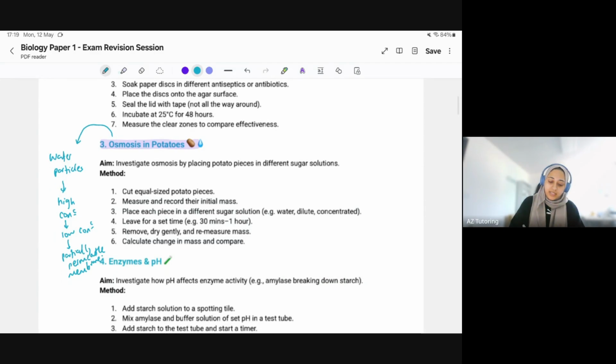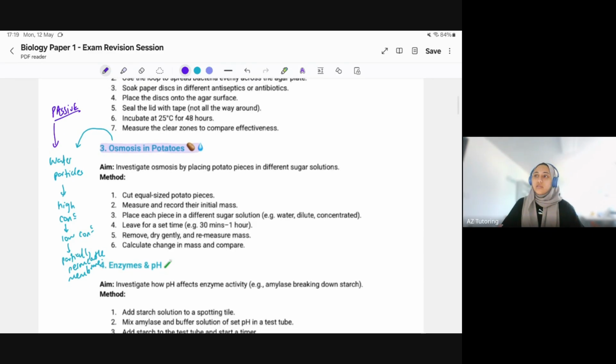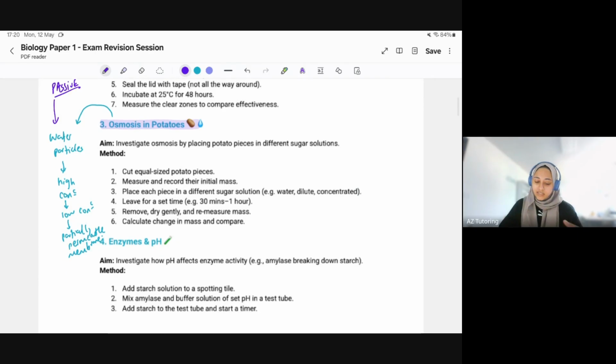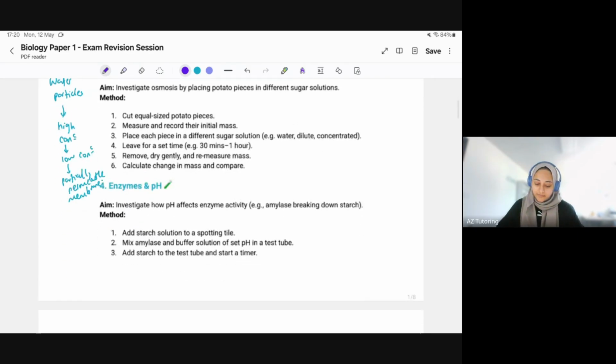And remember, this is a passive process. By passive, it means it needs no energy. It just happens by itself. So for osmosis in potatoes, to measure the osmosis that's actually taken place, you would measure the weight of the potato. And obviously, if the weight of the potato cylinder has increased, osmosis has taken place. That's how that practical works in a nutshell.